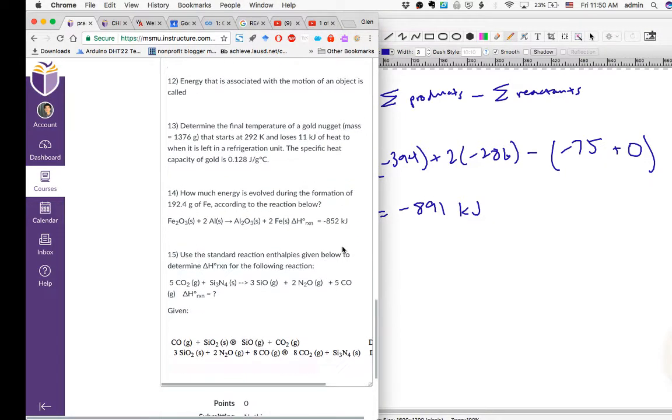All right, now number 12. This corresponds to the first problem on your first WebAssign for this module. Energy of motion is called kinetic energy. That's all there is to it, folks. Just remember.